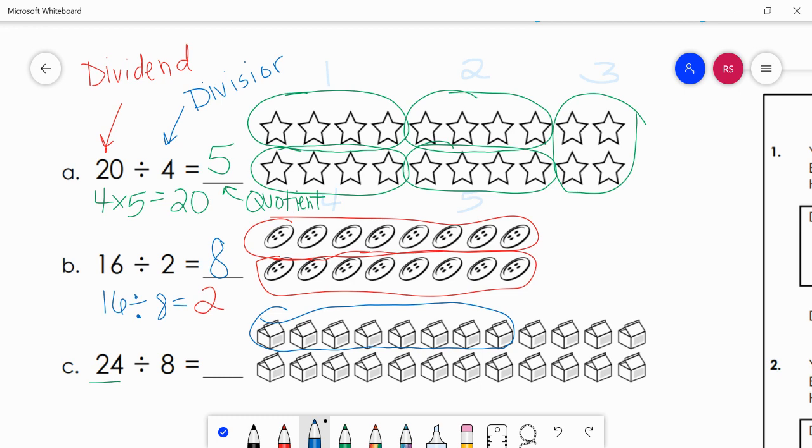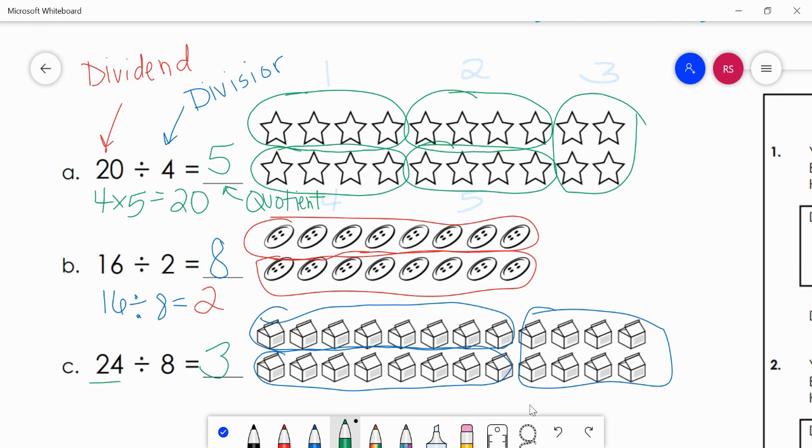It's one group. Here's another group of 8. 1, 2, 3, 4. And here's my last group of 8. So I was able to, and I'm really hoping that when you did this on your paper, that you were also able to get 3 groups of 8. So 24 divided by 8 equals 3.